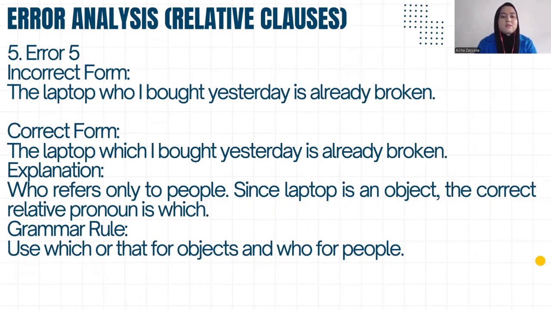Number 5 is the incorrect form: "the laptop who I bought yesterday is already broken." The correct form is "the laptop which I bought yesterday is already broken," because who refers only to people. Since laptop is an object, the correct relative pronoun is which. The grammar rule is: use which or that for objects and who for people.